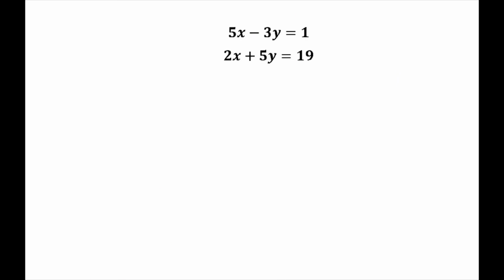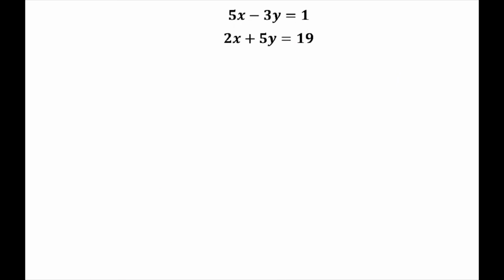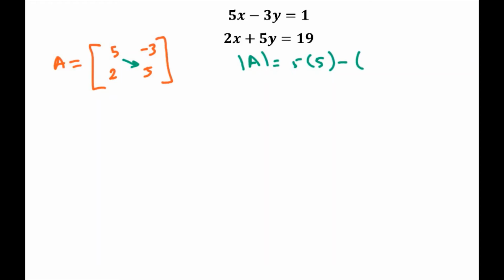Okay, finally one more question here. So we need to find A, the coefficient matrix: 5, 2, negative 3 and 5. And now the determinant, you will multiply these two, and that's basically going to be equal to 31.